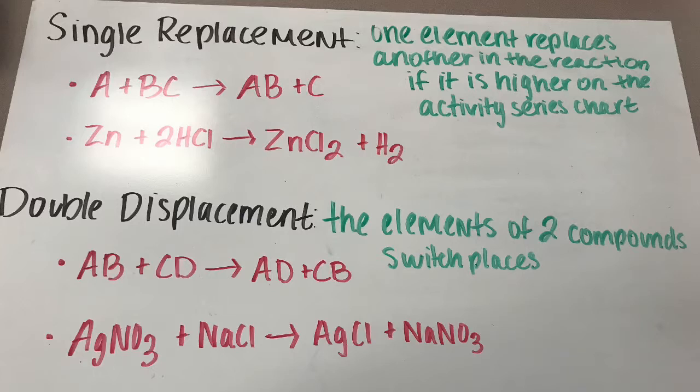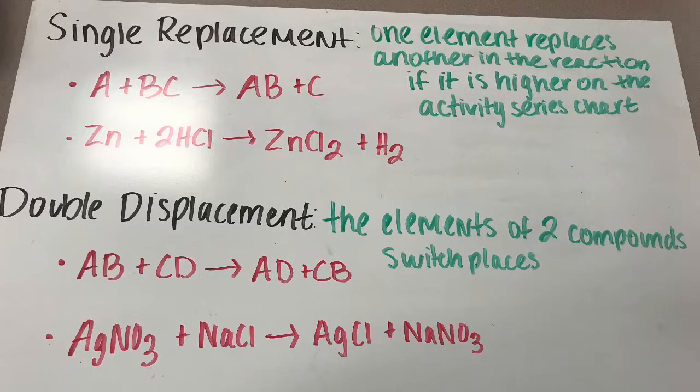If the element which is being replaced is lower than the new element on the activity chart, then the reaction continues. However, if the element which is being replaced is higher on the chart than the new element, then the elements do not switch and no reaction takes place. During a single replacement reaction, there is always one element that is alone.